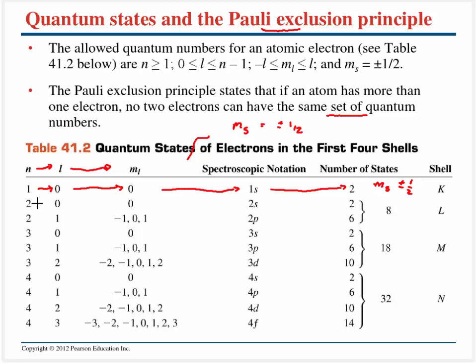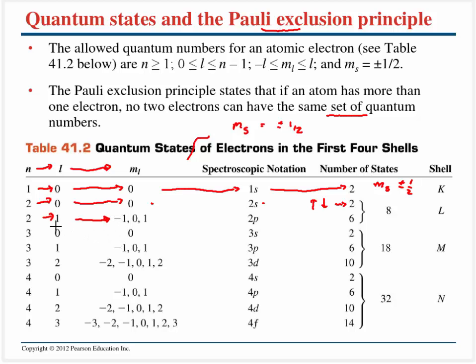Considering the n equal to 2 state, that's going to allow L to be equal to 0 and L to be equal to 1. L equal to 0 dictates m sub L is going to be equal to 0. L equal to 1 dictates m sub L could be equal to -1, 0, and 1. And much like before, the 2s state can only hold 2 electrons, the up spin and the down spin electrons.